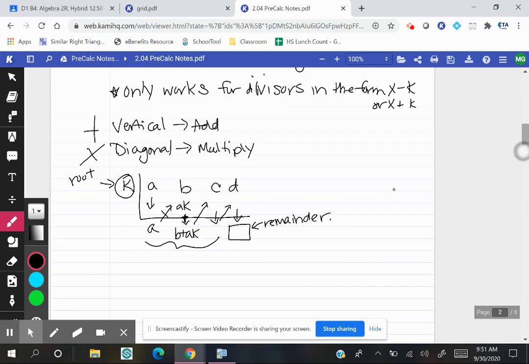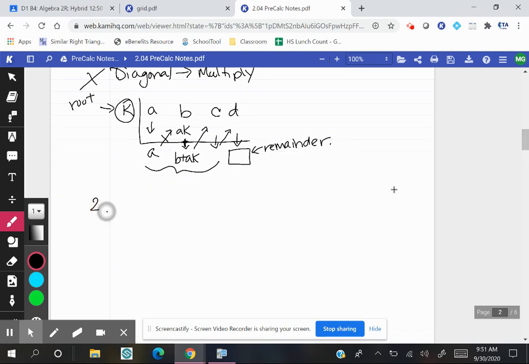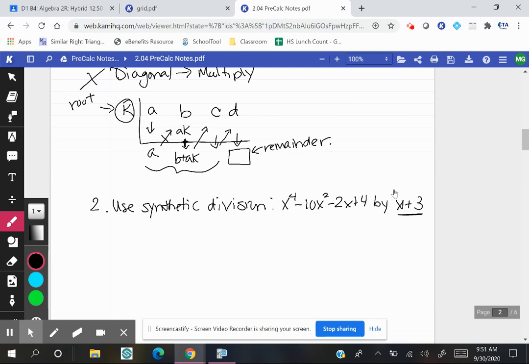All right, so we've talked about all this before, so let's kind of dive right in to an example. So number 2, use synthetic division to divide x to the 4th minus 10x squared minus 2x plus 4 by x plus 3. So x plus 3, that would give you your factor. Also take note here, we go from an exponent of 4 to a 2, so we need a placeholder at x to the 3rd.